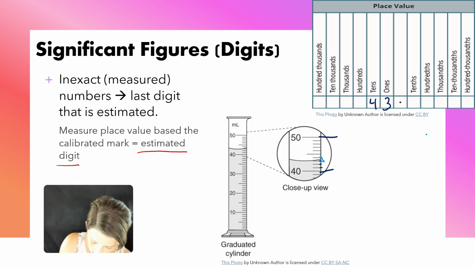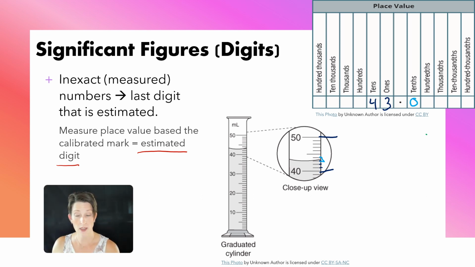We have to measure the bottom of the meniscus, so the bottom of that curve. And the bottom of that meniscus happens to fall right at that 43 line. So I interpret it to be a 0. Could someone else interpret it to be a 1? Could someone else interpret it to be 42.9? Yes, they can, because this last digit is estimated by the observer.